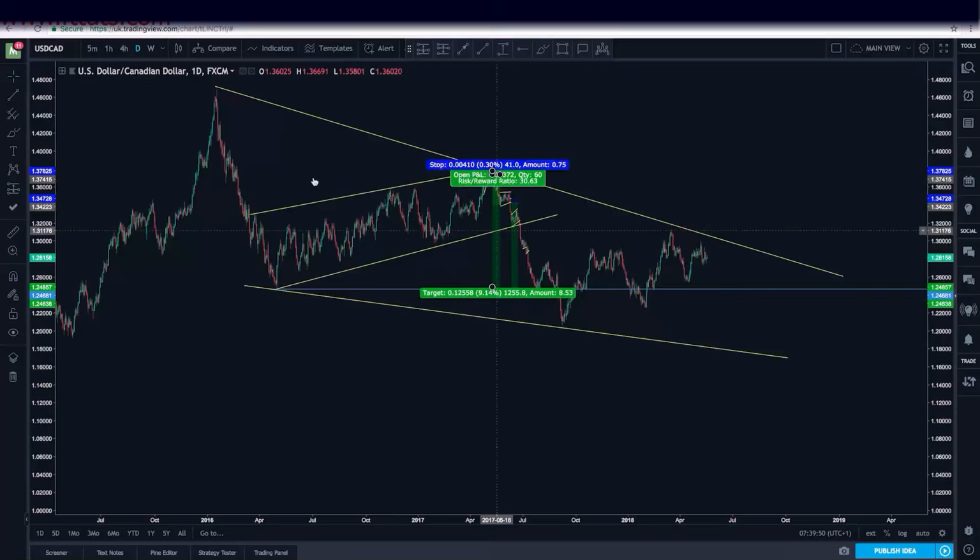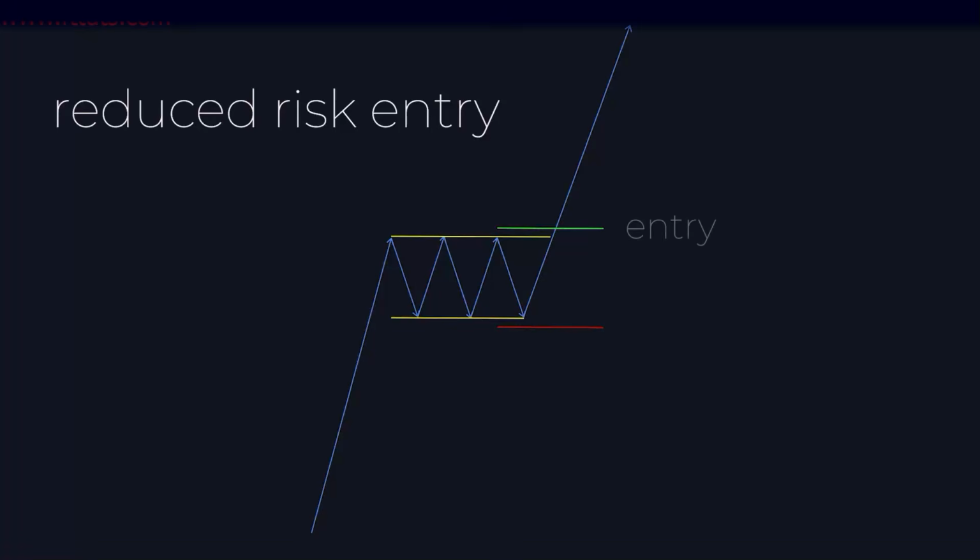So firstly, what I want to start off with is some reduced risk entries.